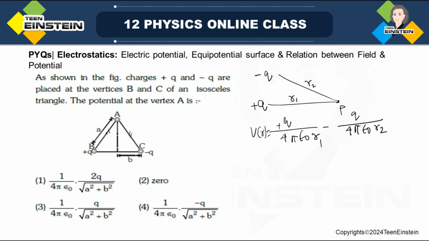Now look, these charges are the same, and these distances are also the same. If I put R instead of R1 and R2 here, see, this is B, this doesn't matter much, so this distance is required. Both are actually A and A, so ultimately you will get zero potential. Since these two charges are equal and opposite and they are at the same distance from A, if you take the algebraic sum of the potentials, you'll get zero potential. So option two will be the correct answer for this question. All right, we'll go to the next problem.